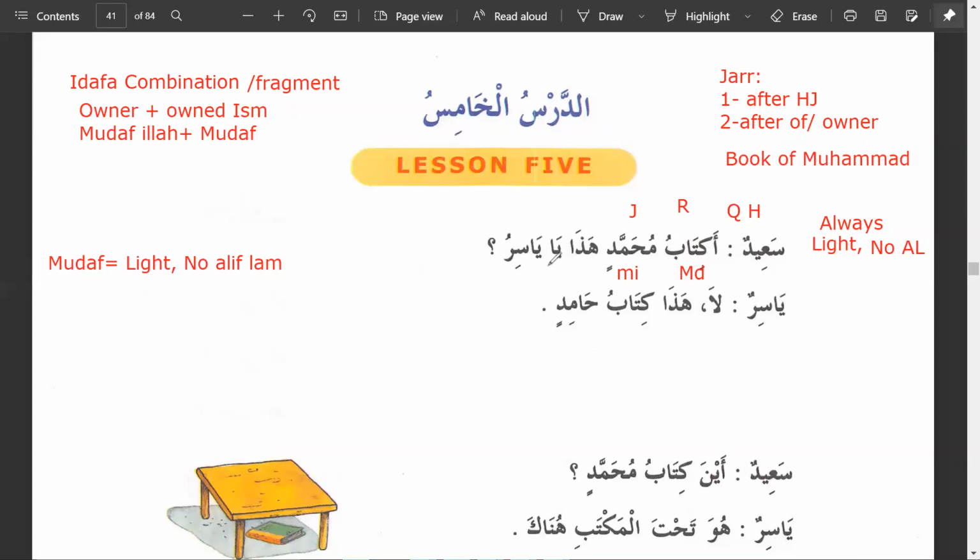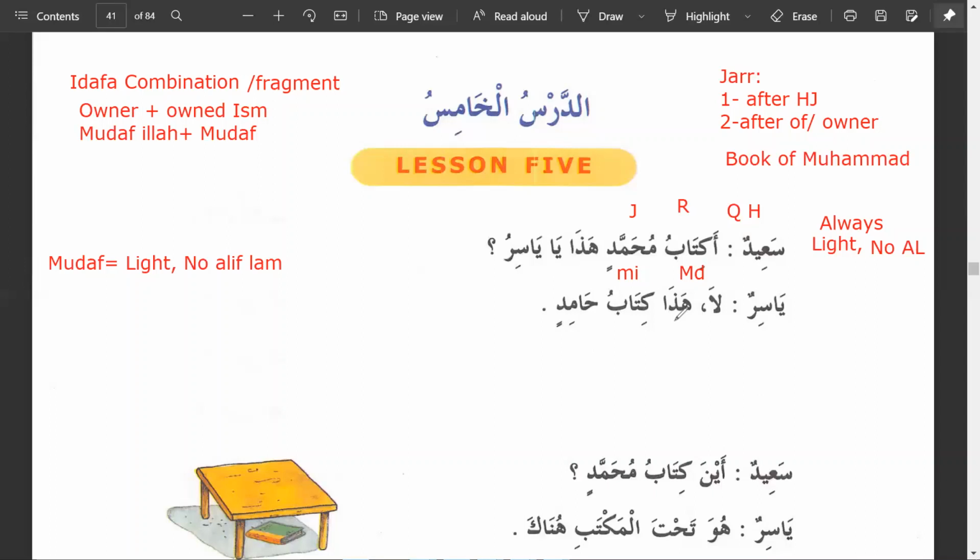In English, we say oh, right? In Arabic, we say ya Yasiru. In English, we say oh Yasir, is this the book of Muhammad? Okay. What did he answer? Yasirun: la, haza kitabu Hamid. Or Hamidin.